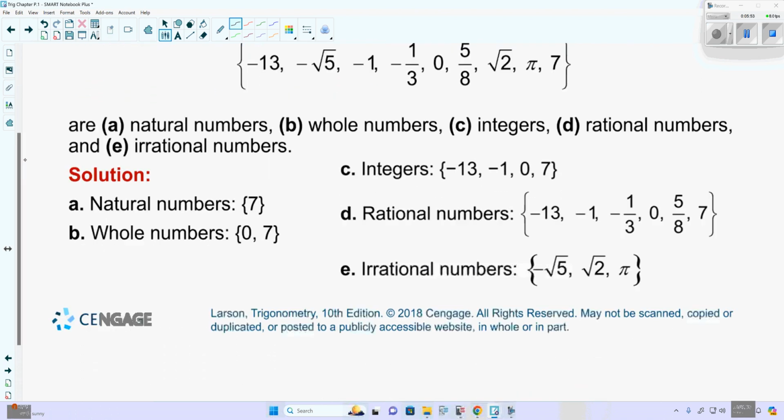So, the natural number was 7, whole numbers were 0, 7. Integers, -13, -1, 0, 7. For rational, we added -1/3, 5/8. And our negative square root of 5, square root of 2, and pi are our only irrational numbers.